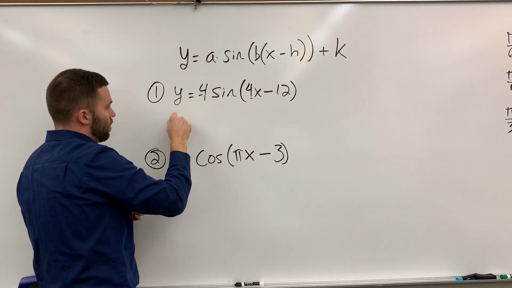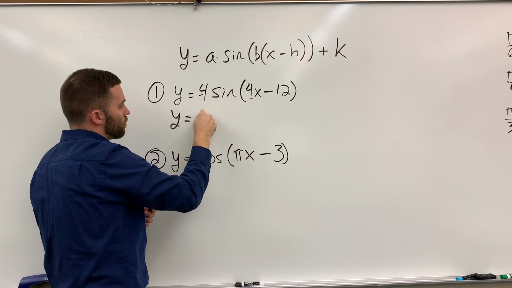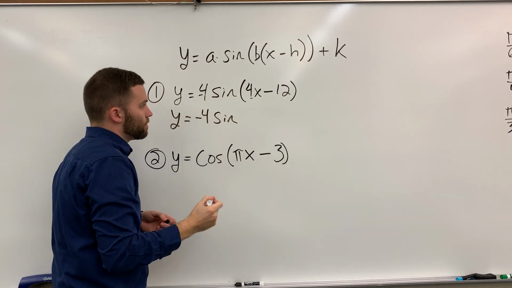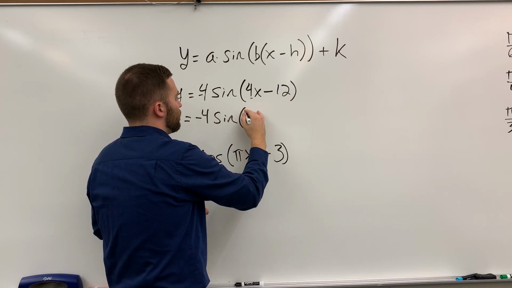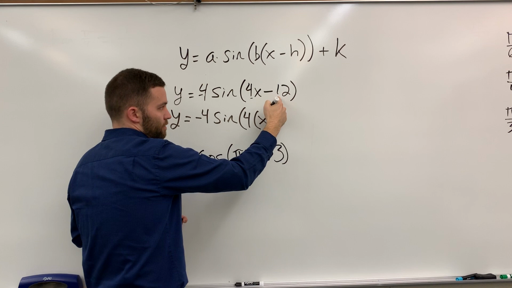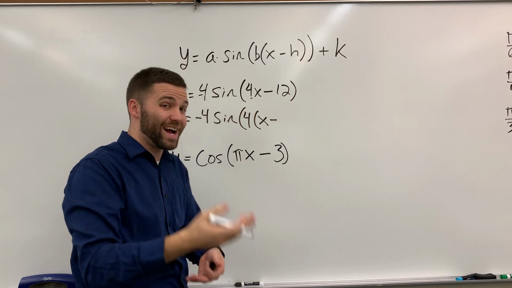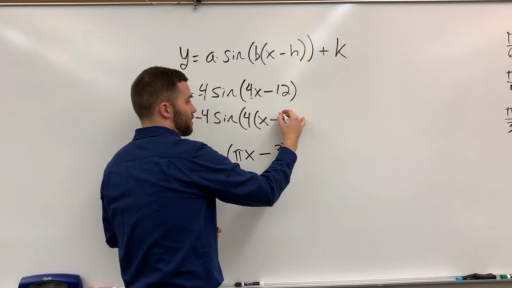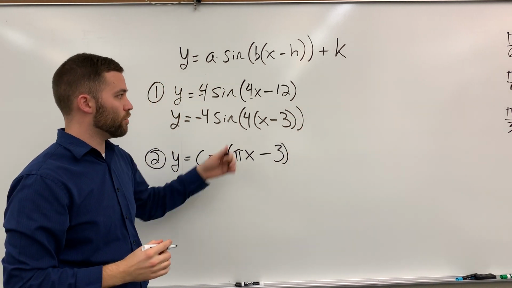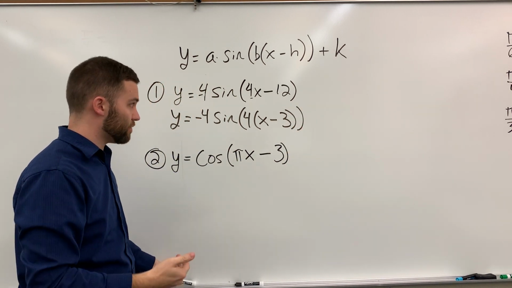So it will look like this: y equals -4 sine. Then we're going to factor the 4 out. So that will leave us with 4 times (x minus, and if I take a 4 out of 12, in other words, if I divide a 4 out, I'm going to end up with 3 here). Okay, so that's standard form, and notice how that is different than this.